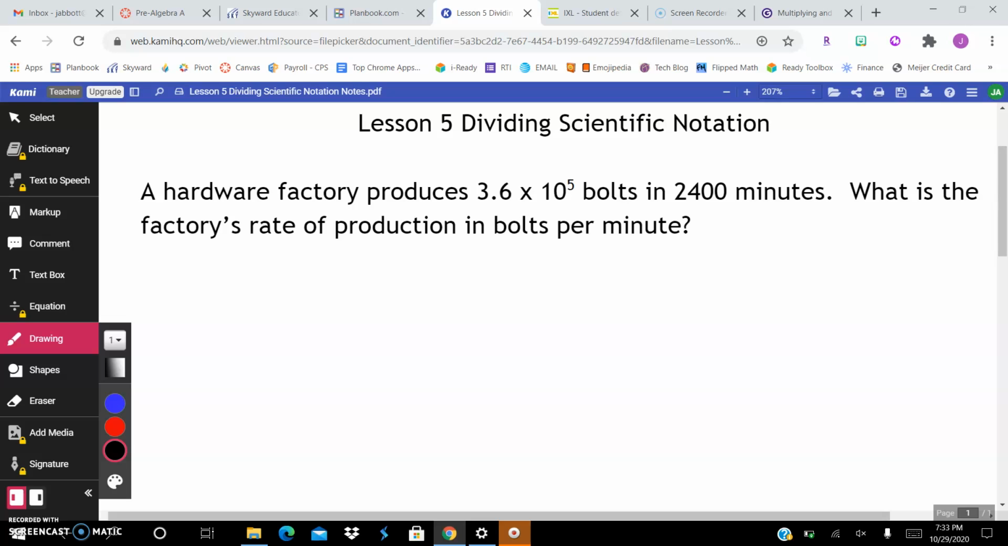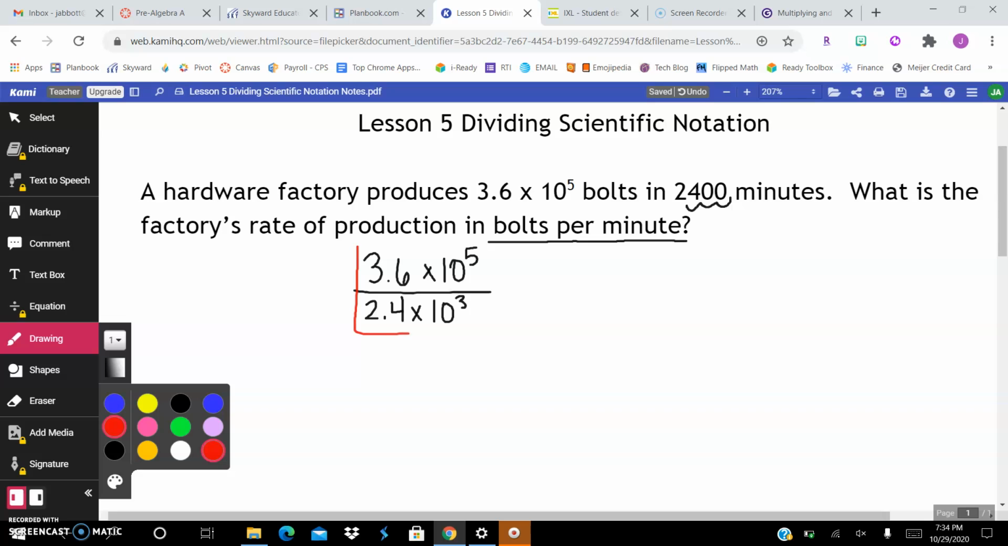So the question tells us exactly what to divide. Bolts per minute, so bolts divided by minutes. So we already have the 3.6 times 10 to the 5th for the bolts, and we have to divide that by 2,400. Well, if we put that in scientific notation, it would be 2.4 times 10 to the third. So then we can divide the numbers out front.